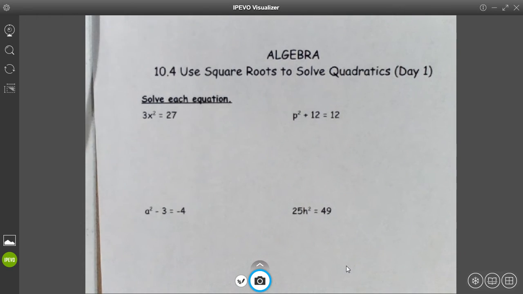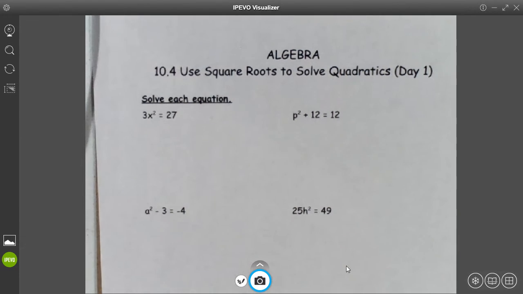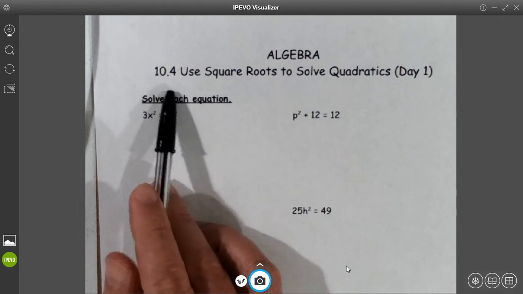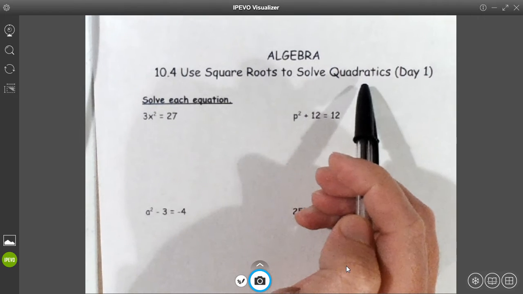All right, hey guys, continuing to look at chapter 10, this idea of quadratics. Again, a quadratic is just anything that involves an x squared or a p squared or whatever as its highest exponent. And today, we're going to break 10.4 up into a couple days. We're going to look at another way to solve these quadratics.